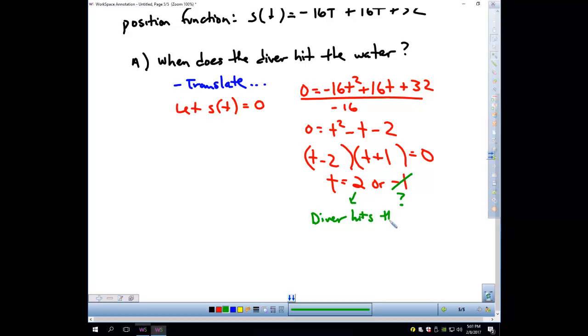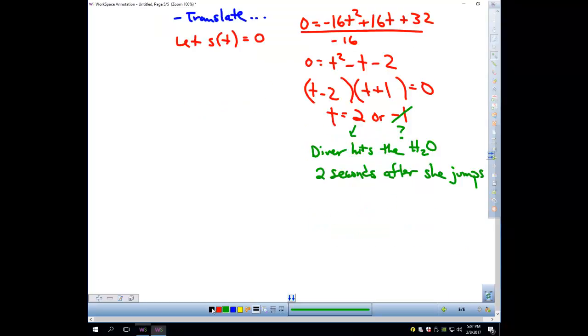The diver hits the water 2 seconds after she dives. So after she jumps, she's going to hit the water 2 seconds later. We find that just by setting that position function equal to 0. All right, so my second question now is, what was her velocity at the moment she hit the water? What was that instantaneous velocity at the moment of impact?